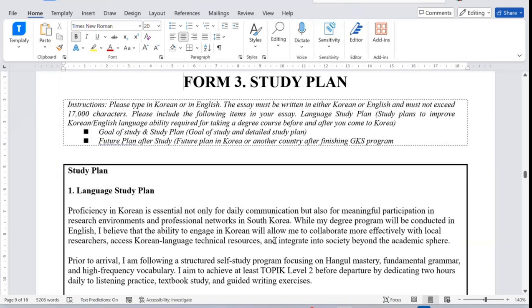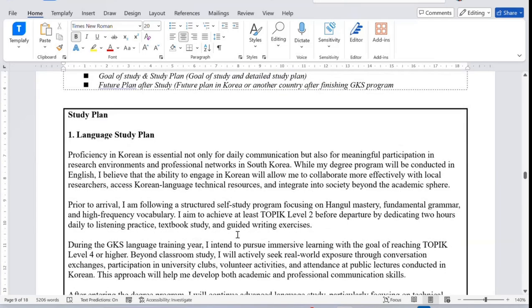Study plan number one is the language study plan, as they have asked. Proficiency in Korean is essential not only for daily communication but also for meaningful participation in research environments and professional networks in South Korea. While my degree program will be conducted in English, I believe that the ability to engage in Korean will allow me to collaborate more effectively with local researchers, access Korean language technical resources, and integrate into society beyond the academic sphere.